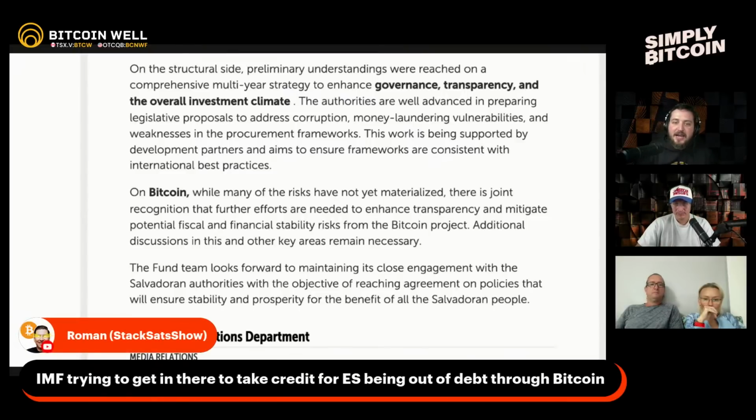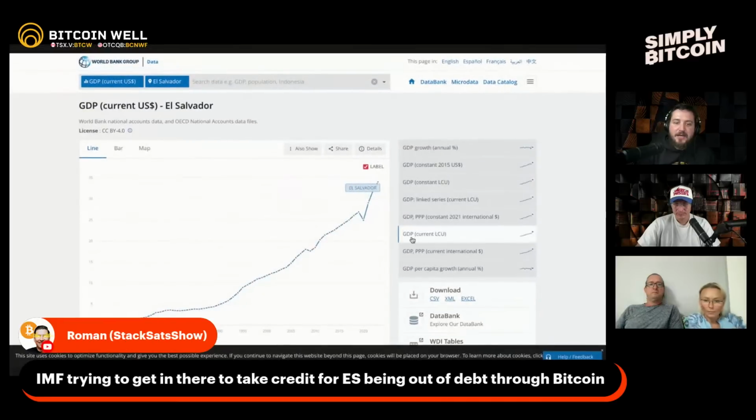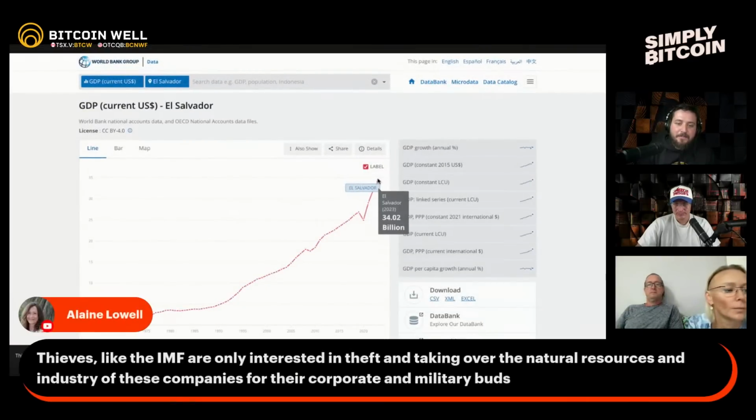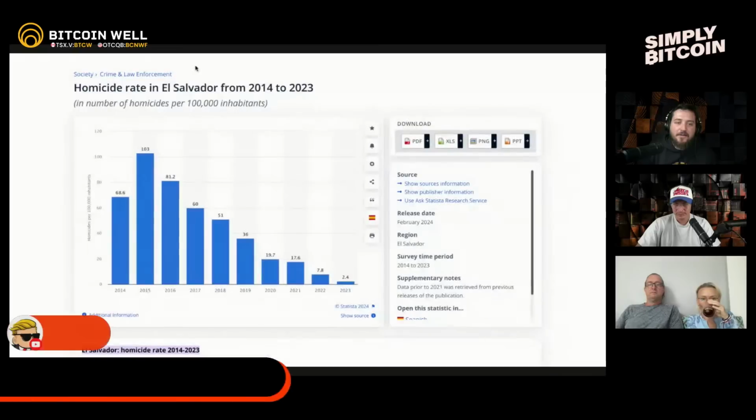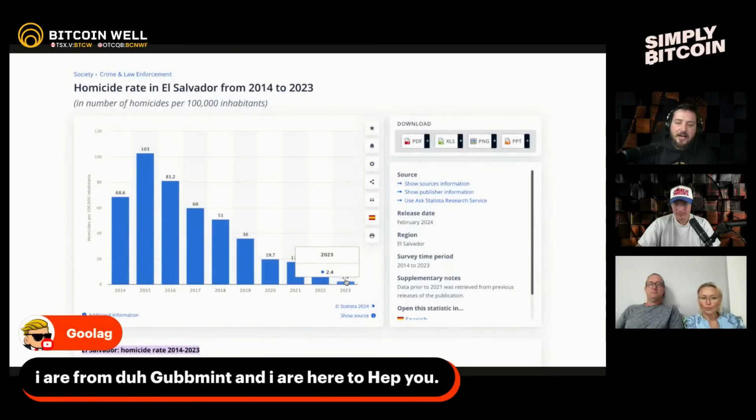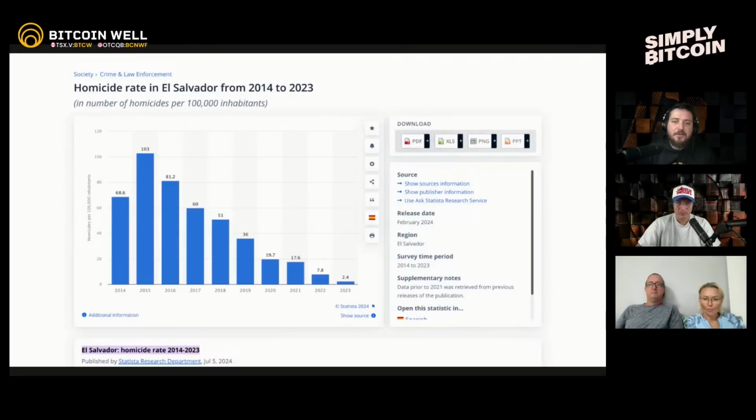And if you look at the data, ever since El Salvador has made Bitcoin legal tender, their GDP has literally skyrocketed, not to mention the amount of crime that is happening in the country. It's reaching all-time lows. Keep in mind, this used to be the murder capital of the world, and it's gone down to 2.4 out of 100,000 inhabitants. That is safer than most big US cities, just to give you guys a perspective on how fast things turn around.